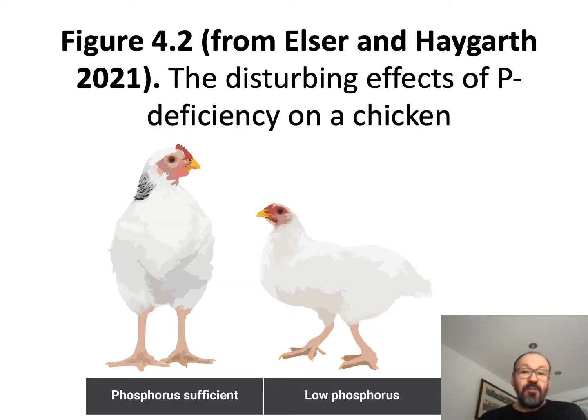And here's a photograph from the book. It's a cartoon, but it shows the disturbing effects that low phosphorus and phosphorus insufficiency has on the development of chickens. It helps with bone growth and so on and so forth, and is a very striking image of its importance for us and all our development as organisms on the planet.